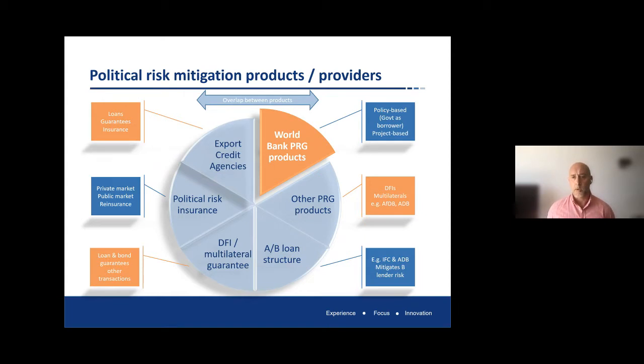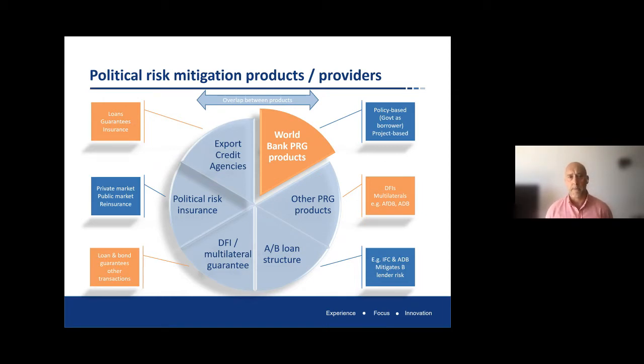So there we are, top right, we're talking specifically today to the World Bank partial risk guarantee products. They broadly fall into two camps. So we see policy-based guarantees and we see project-based guarantees. We're not actually going to talk to policy-based guarantees today, because those tend to be used where it is the government or the parastatal itself that is the borrower of funds.